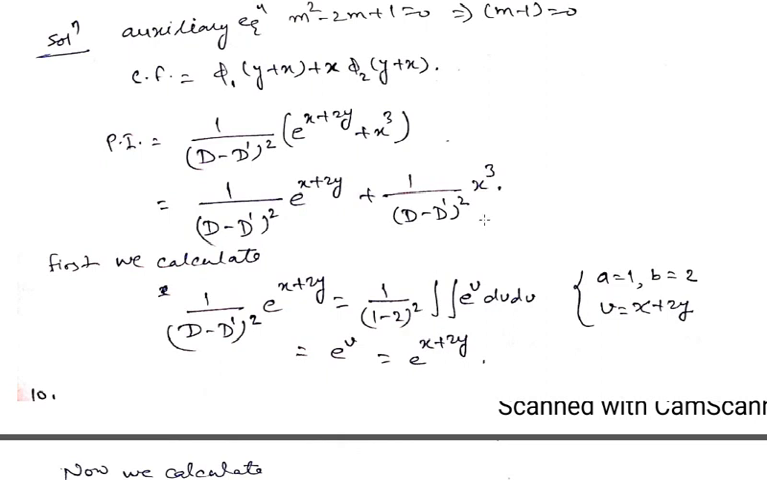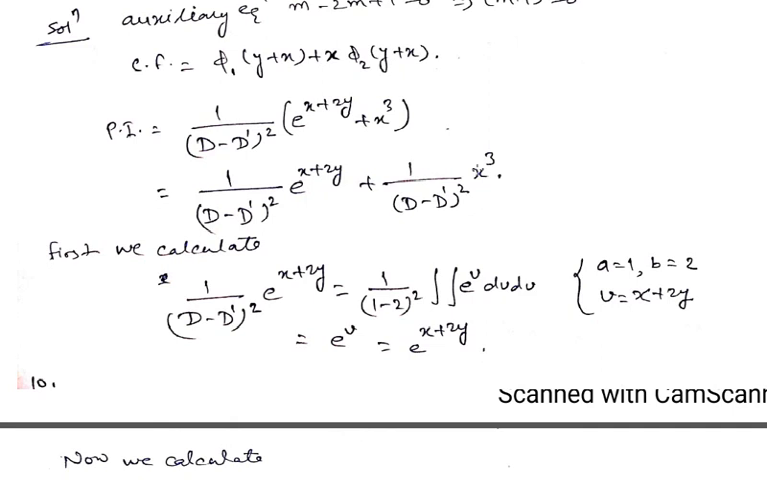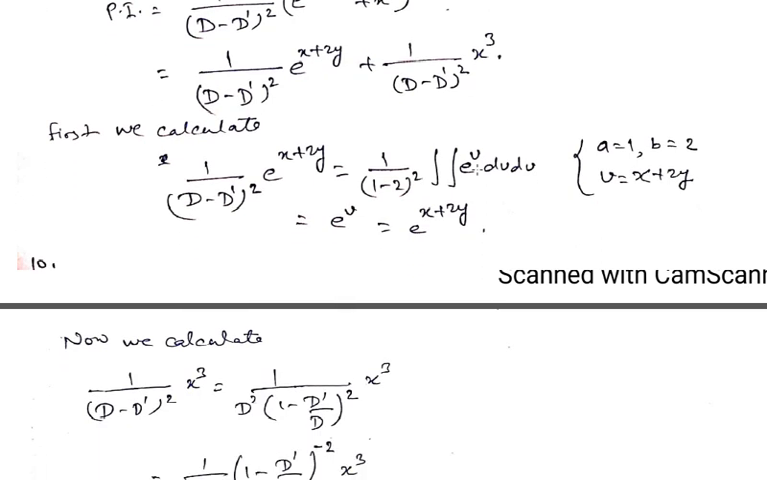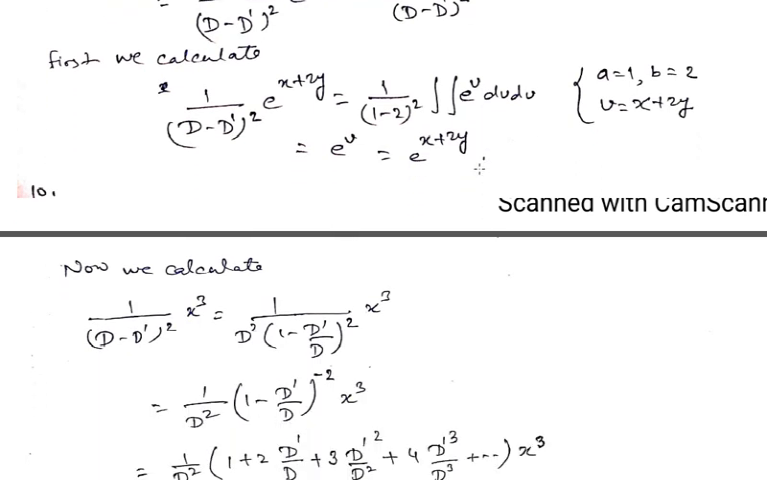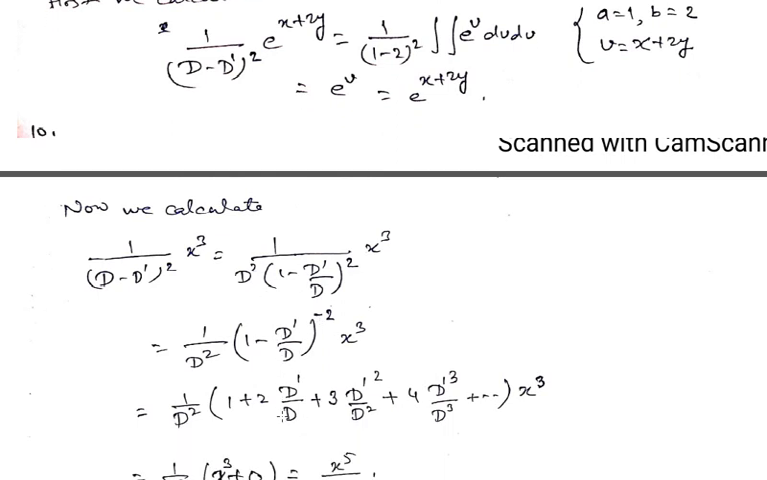Now we will find the particular integral of x cube. This is a particular case of second type. Here we will take d square outside. So it becomes 1 upon d square, 1 minus d prime upon d whole square. Now shifting this part into numerator, it becomes 1 upon d square, 1 minus d prime upon d whole power minus 2 of x cube. Now using binomial expansion, we will expand it into an infinite series.